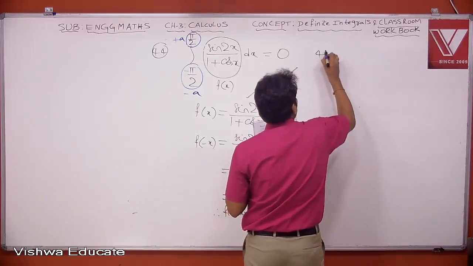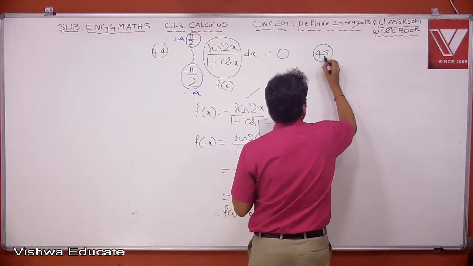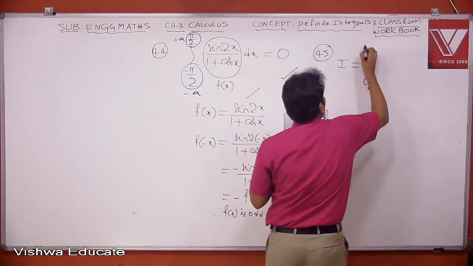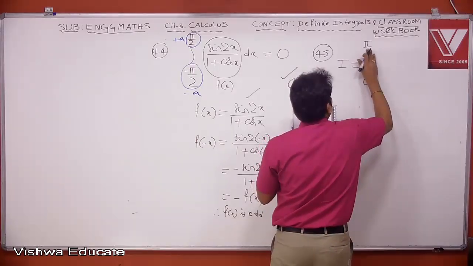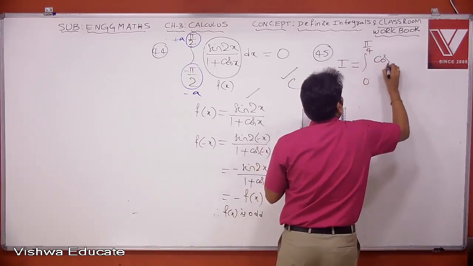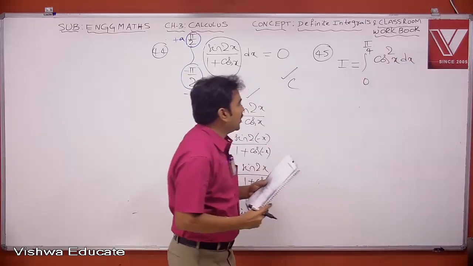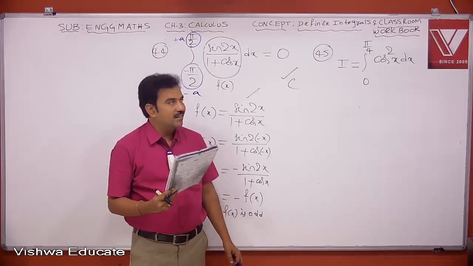Next question, question number 45. The value of the integral I equal to integral 0 to pi by 4 cos square x dx is. Options are given. We need to find integral 0 to pi by 4 cos square x dx.